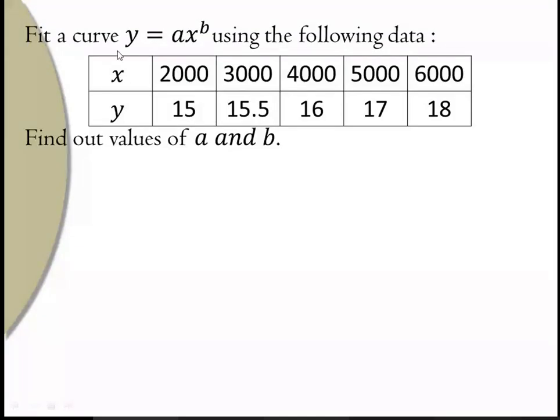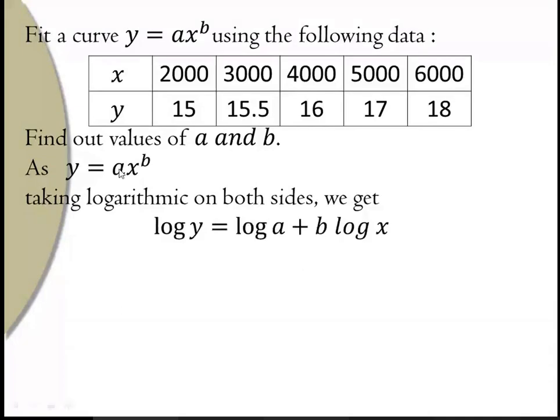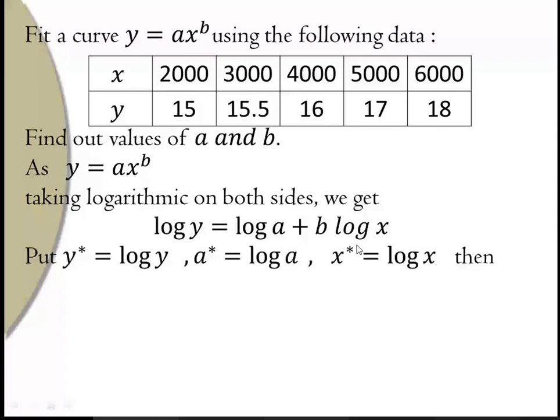Fit the curve y is equal to ax raised to b using the following data and find the values of a and b. Okay, so again we are given some tabular values of x and y, and we want to fit y equal to ax raised to b. Something raised to some power is there. So firstly, take log on both sides. Log y will be log a plus b log x. Replace these log terms by star. So it is y star, log a is a star, log x is x star. So y star is equal to a star plus b x star.